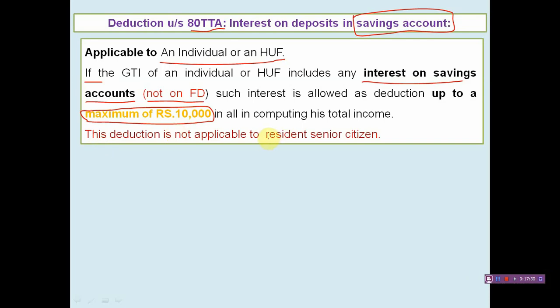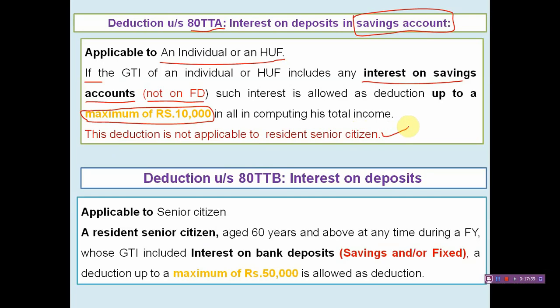So this deduction is not applicable to a resident senior citizen, because there is a separate deduction under section 80TTB which is applicable to senior citizen. Senior citizen means a person who is aged 60 years or more.